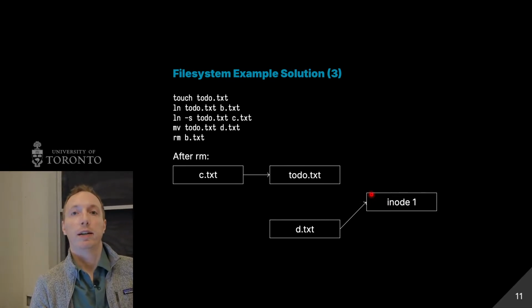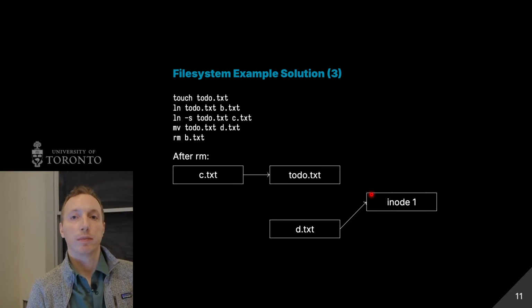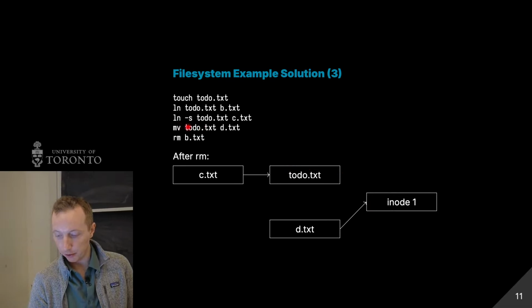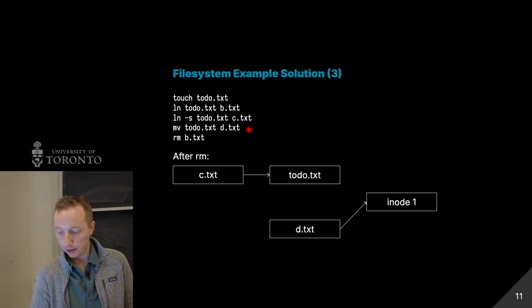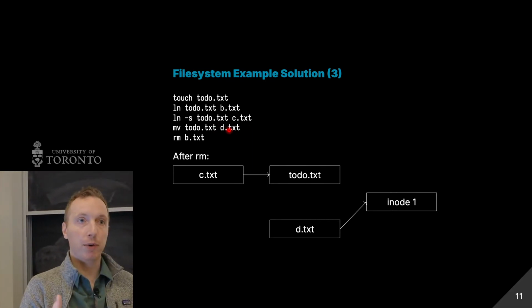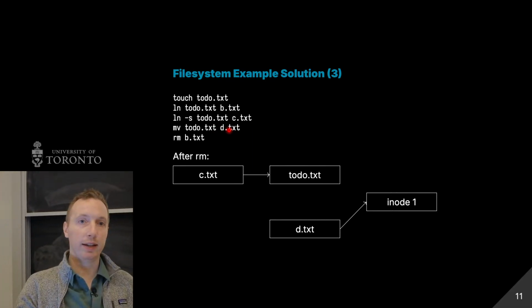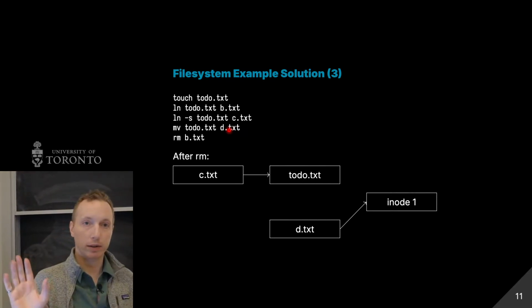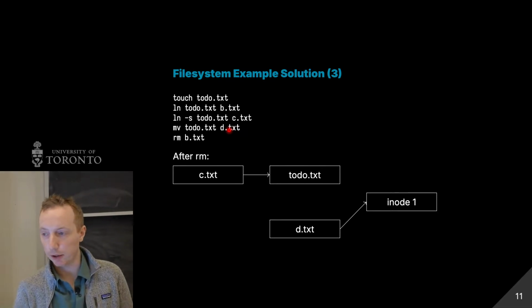Yeah? Does move just make a new hard link to the inode it was pointing to? No, move just renames the name. So it doesn't do anything to that inode. So as soon as I do move todo.txt d.txt, it just renames todo.txt to d.txt in that directory. Doesn't do anything with the inode at all. So yeah, it should more accurately be called rename.